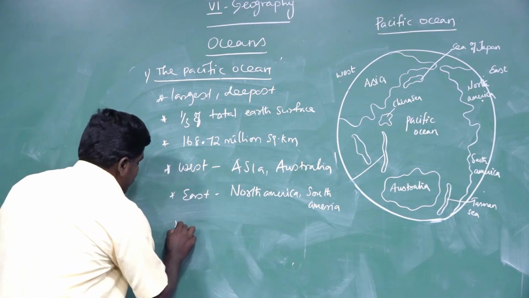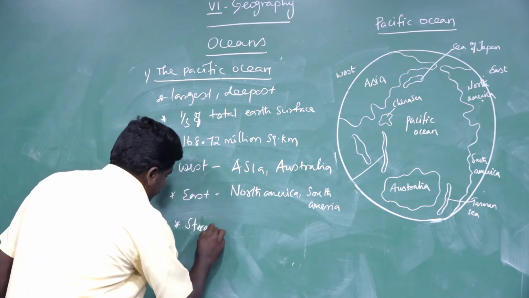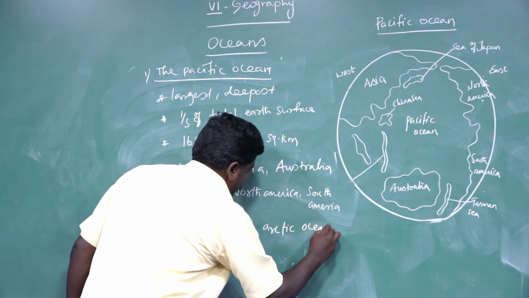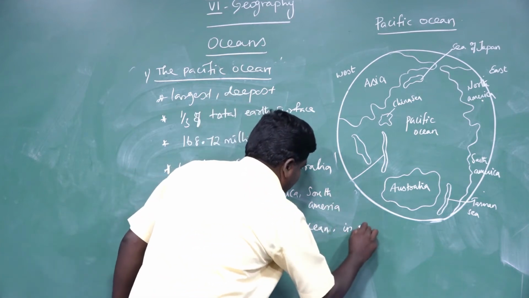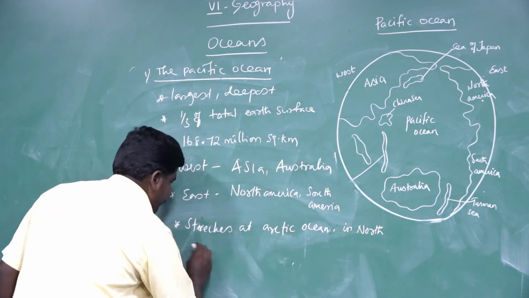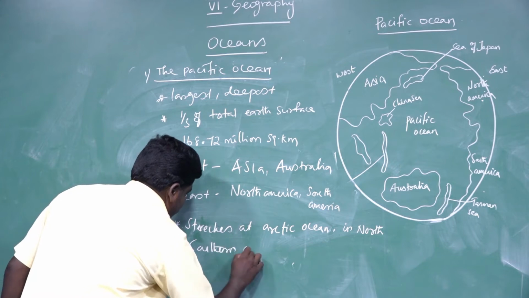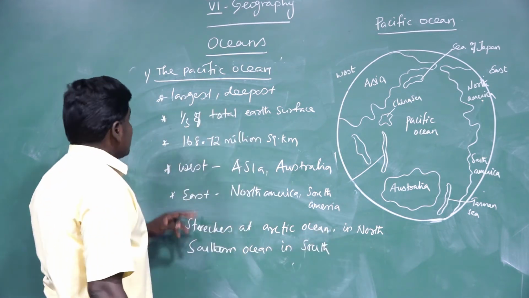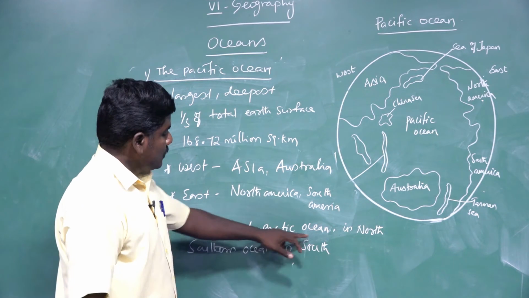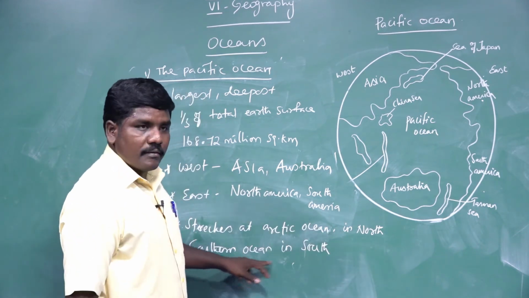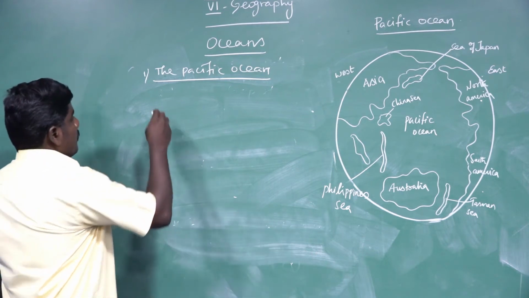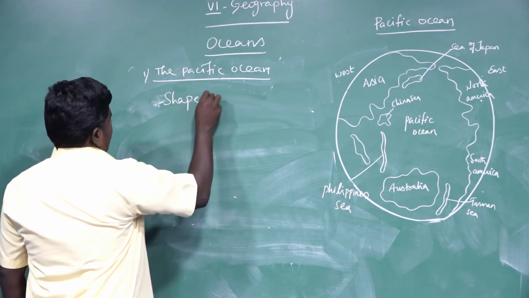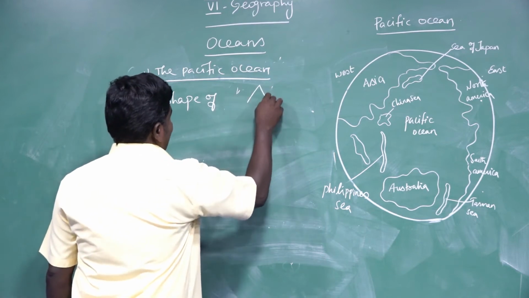The Pacific Ocean stretches to the Arctic Ocean in the north region and the Southern Ocean in the south region. The shape of the Pacific Ocean is triangular.